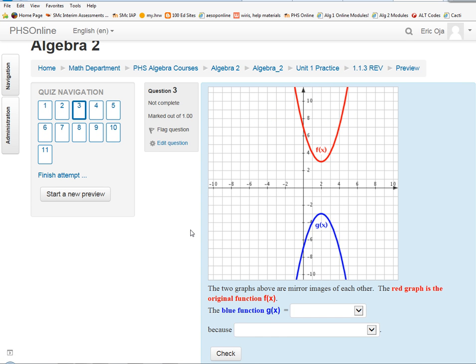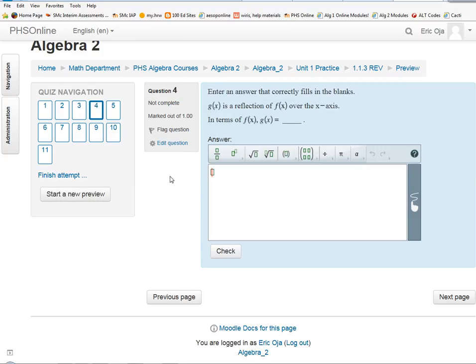What else? Let's scoot down a little bit. Okay, we can do that one. Okay, how would we write this? If g of x is a reflection of f of x over the x-axis, then g of x would be, what am I going to do to my f of x? Over the x-axis. What do I have to do to f of x to make g of x? Minus the whole thing. Multiply the whole thing by -1 to make it negative. Good.